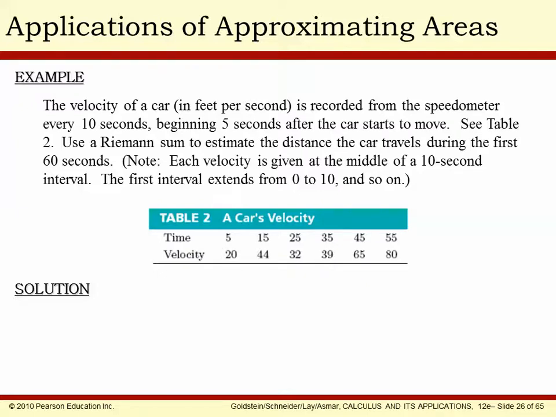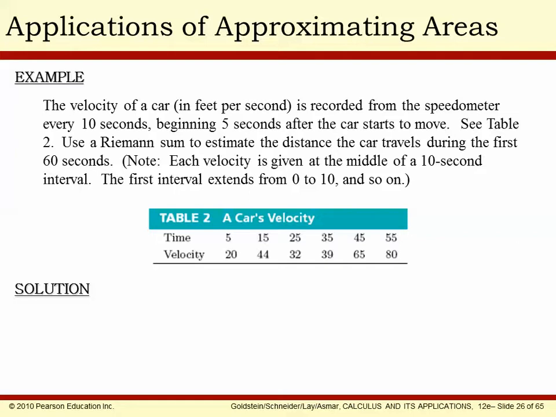It asks the question, where was it? Use Riemann sums to estimate the distance the car travels during the first 60 seconds, right? But all we're doing is drawing rectangles here, and all we have are velocities and times. So how does this relate to the distance? Let's take a look at that before we start the problem here.